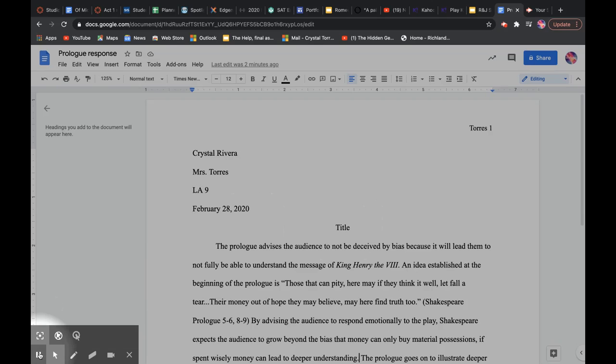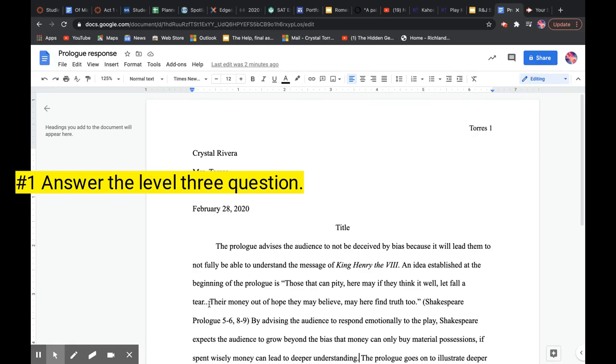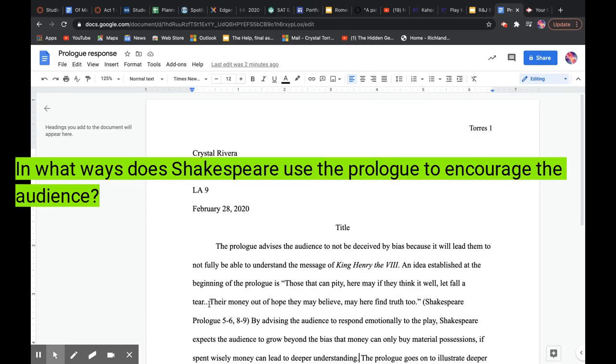Okay, so to get started, what we need to make sure that we do, number one, is answer the level 3 question. Now, whether this level 3 question is a question of your creation or a question that you are given depends on the directions. For the specific example that I'm going to do, I was given a question. My question being, in what ways does Shakespeare use the prologue to encourage the audience?